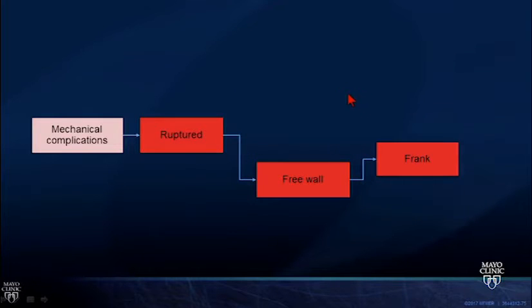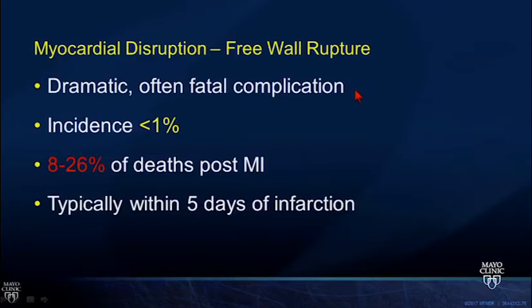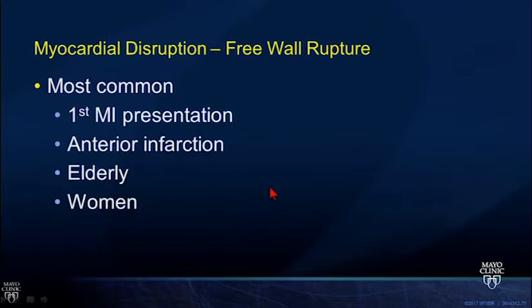Free wall rupture is our last of the rupture complications. We'll first talk about frank free wall rupture. This typically presents with death. 8 to 26% of deaths post-MI. This is typically in that window when there's all those neutrophils coming in. This is an elderly woman presenting with first anterior myocardial infarction.